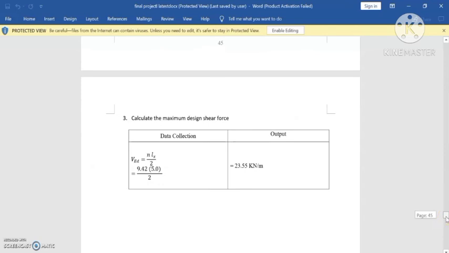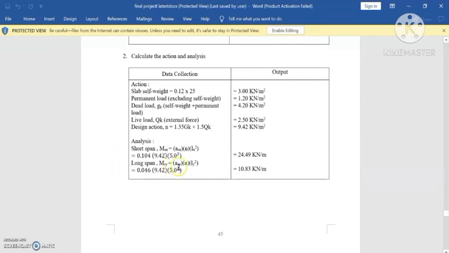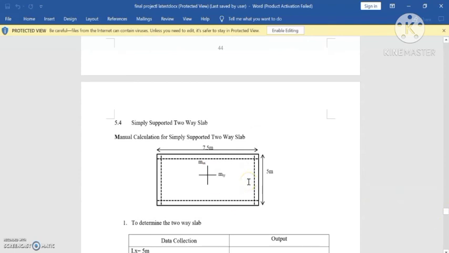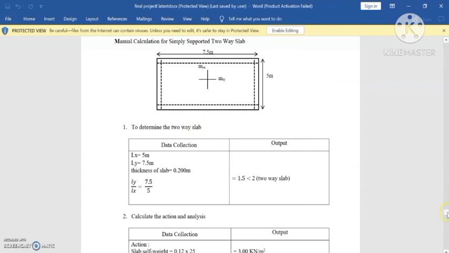Okay, now we take the moment for the short span and long span. Why do we need to take the long span and short span? Because for the force at the two-way support, we have two directions, one horizontal and one vertical. That's why we need to calculate the longer and shorter force, because they have two forces.